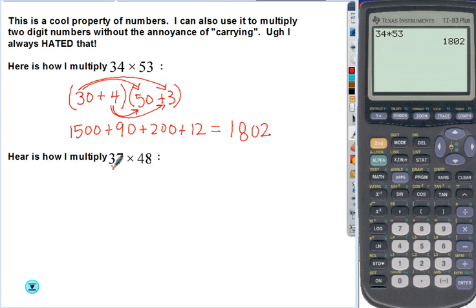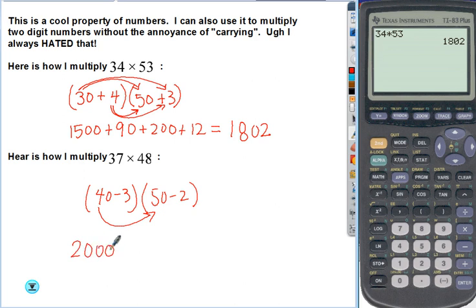So here I use it a little bit differently. I think about 37 as 40 minus 3. And 48 as 50 minus 2. I distribute. 40 times 50 would be 20 with 2 more zeros. That's 2,000. 40 times negative 2 will be negative 80, so minus 80. Negative 3 times 50 would be minus 150. And negative times a negative would give me a positive 6.